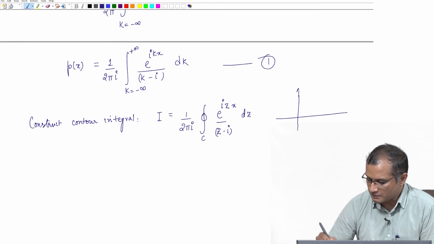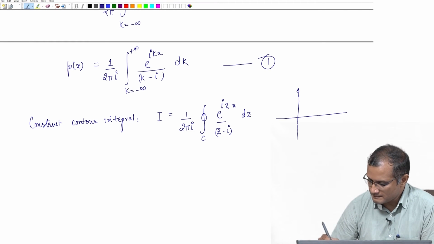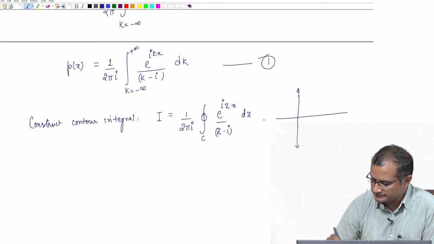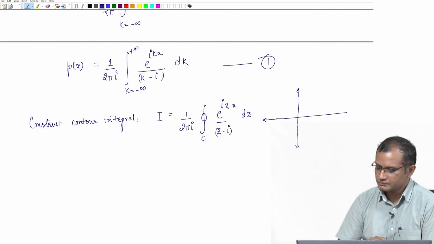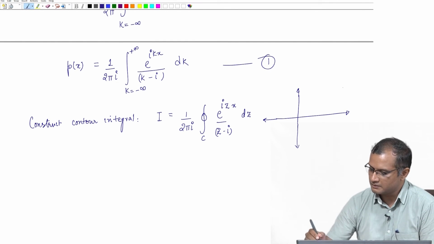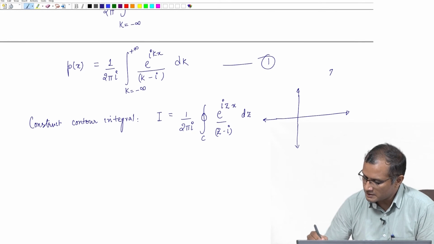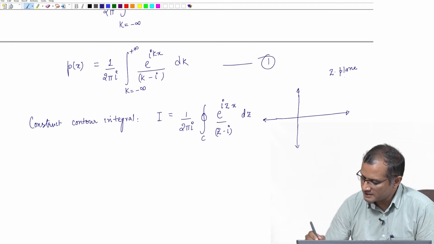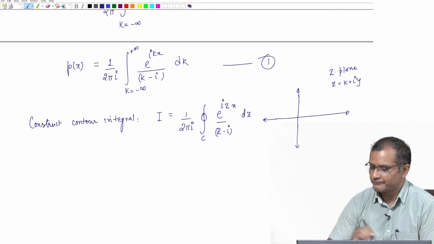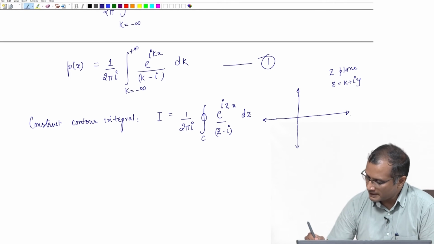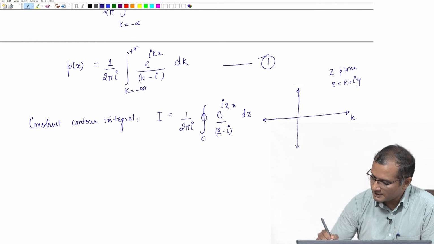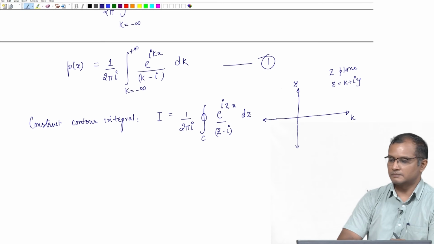So, this is my contour. I will first draw my complex plane. So, this is my complex plane, where any complex number is defined as k plus i y, meaning my real axis is k axis and my imaginary axis is y axis.